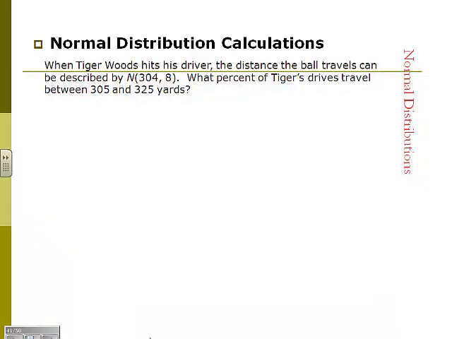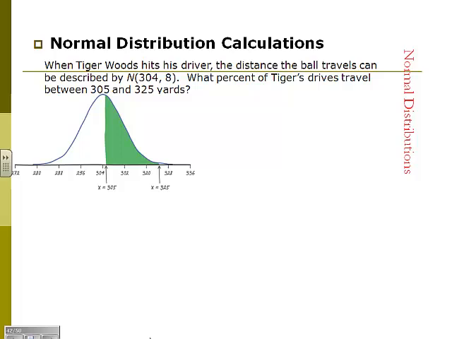Alright, so here's another example. When Tiger Woods hits his driver, the distance the ball travels can be described by a normal curve with a mean of 304 yards with a standard deviation of 8. The question is, what percent of Tiger's drives travel between 305 and 325 yards? First, we want to draw a picture of what we're looking for. The mean is 304. I counted over by 8s, and we want to know between 305 and 325. So there's our picture, and there's the area we're interested in.